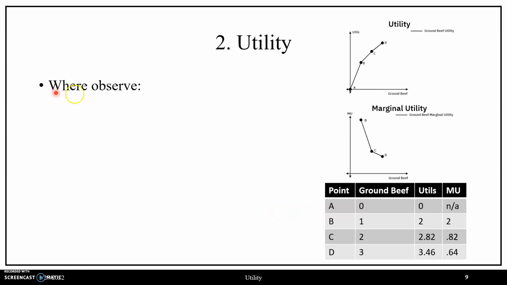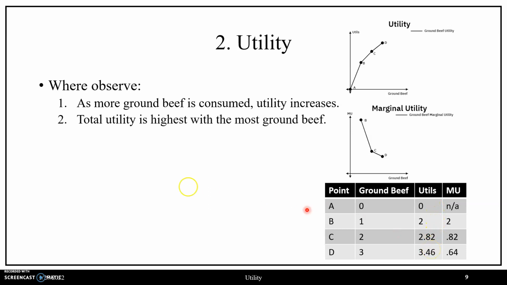So some things to observe in terms of our utility and marginal utility graphs, which we can now observe in our table representation too, is that as more ground beef is consumed, utility increases, which we can see with our upward sloping utility graph, which also lets us see more is better. And in terms of our table representation, ground beef goes from 0 to 3, and we see that utils is increasing from 0 to 3.46 as well.